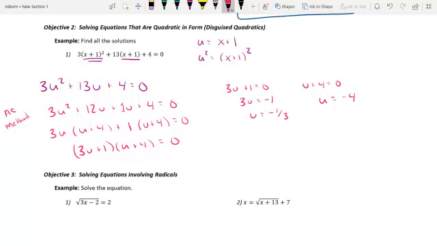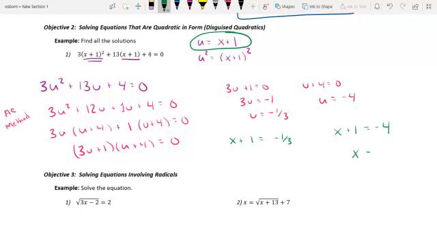So u is a variable that we have inserted into this problem. So what we need to do now is put it in terms of x. So we need to go back and look at, well, what is u? U is equal to x plus 1. So that means that x plus 1 is equal to negative 1/3, and x plus 1 is equal to negative 4.